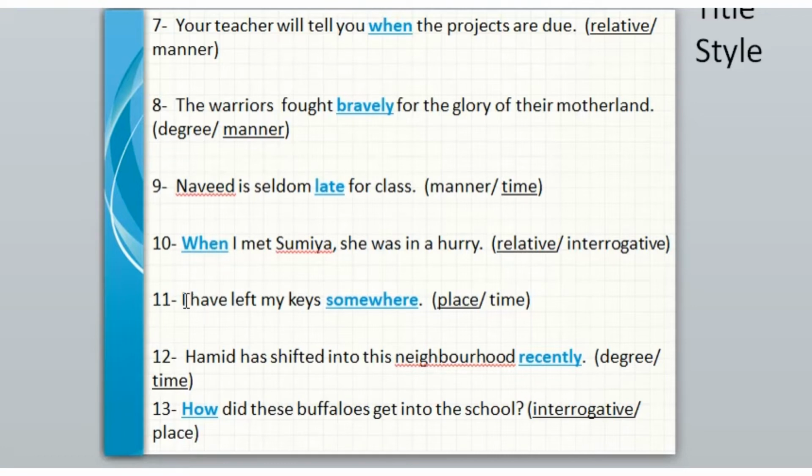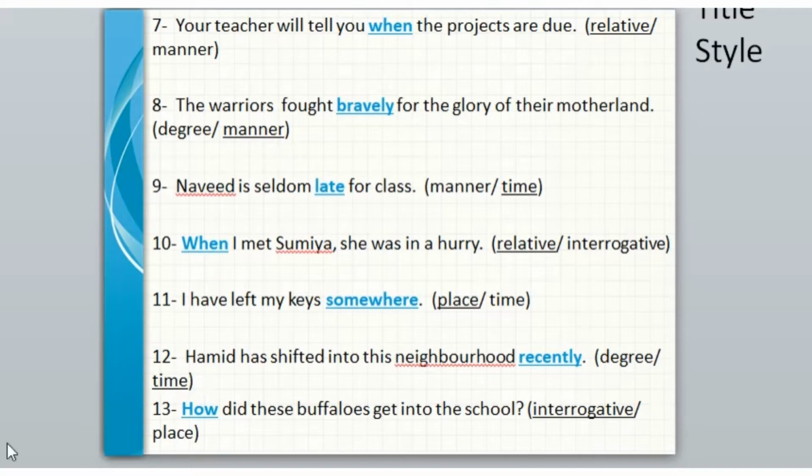Okay, number 11. I have left my keys somewhere. So which word here gives you idea about time or place? Place. Somewhere gives you idea about some place they're talking about. So you will underline somewhere and put a tick on top of place. Number 12. Hamid has shifted into this neighborhood recently. So which word gives you idea about degree or time? Recently tells you about time. Now, just nowadays. So students, underline recently and put a tick on time.